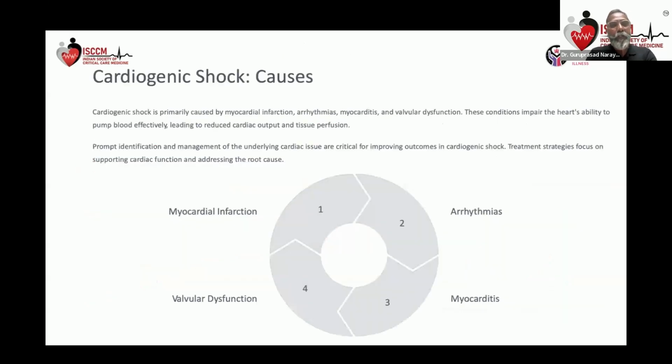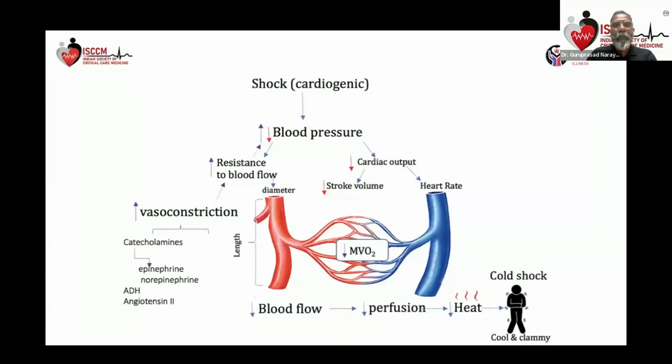The other shock is a cardiogenic shock. So basically what happens is it impairs the heart's ability to pump blood, and it can be because of a myocardial infarction, or because of an arrhythmia, or a myocarditis, or a valvular dysfunction. And what happens in cardiogenic shock is, here there is a sympathetic oversurge, and secondary to shock, it's a compensatory mechanism, and the resistance to blood flow is increased.